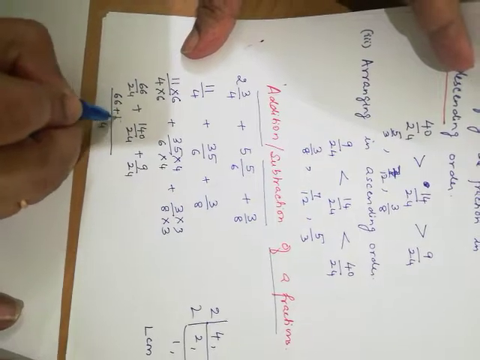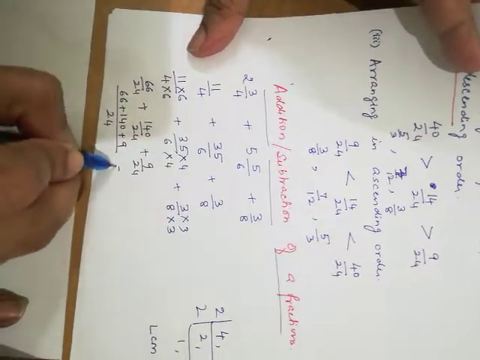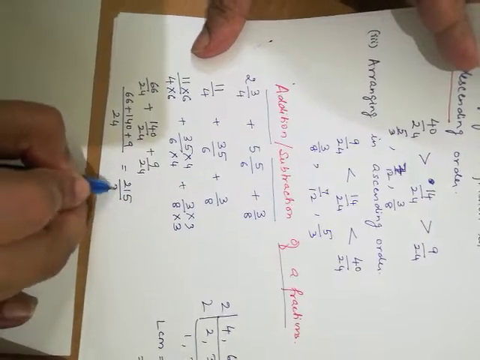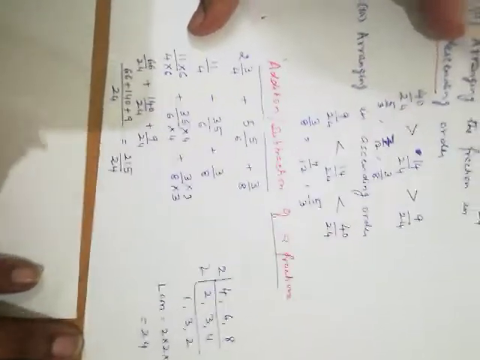We will add this, and what we see that it is 215 by 24. Next we will see whether it is, we'll try to change it into lowest term.